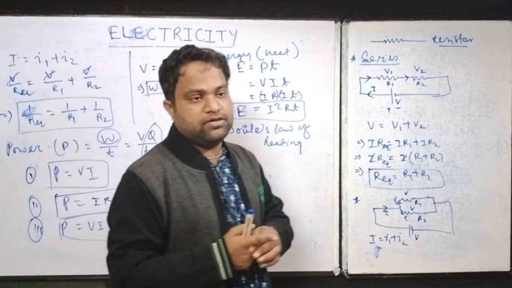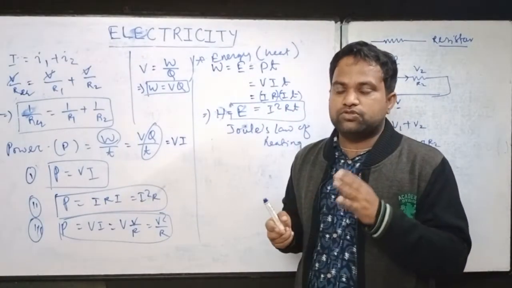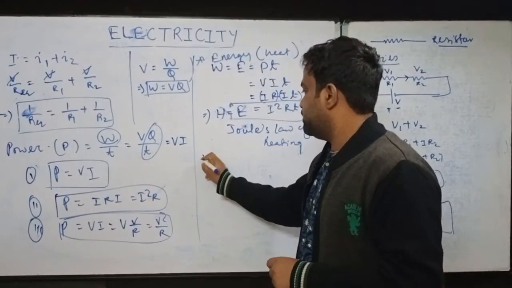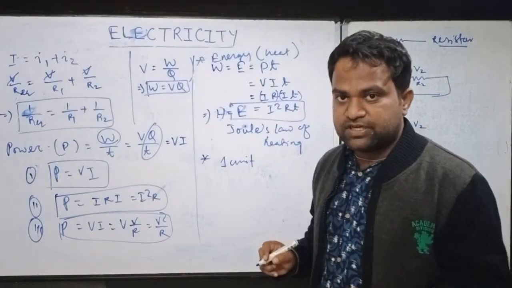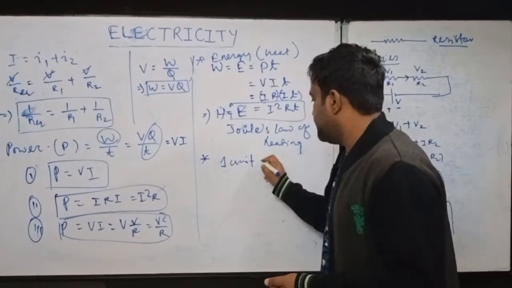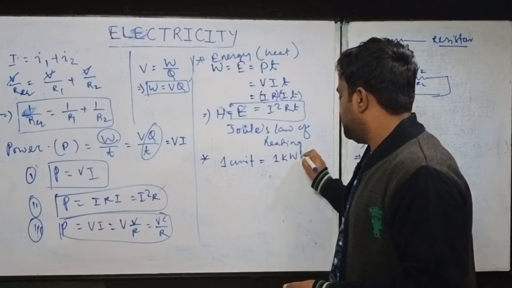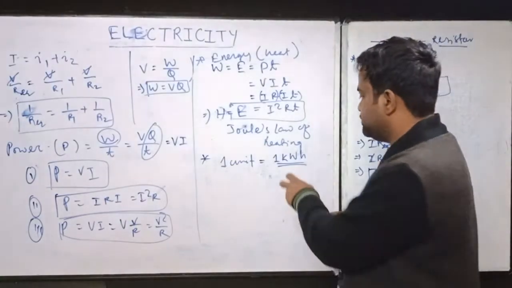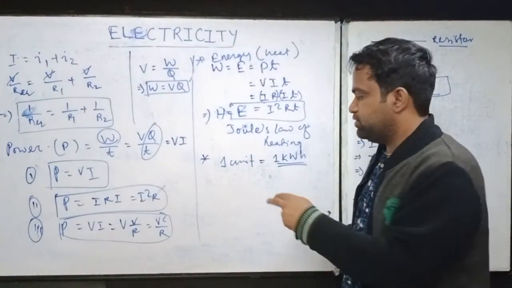After this, the last part of your chapter is about the commercial electric bill, or you can say the commercial unit, right? One commercial unit is the electricity unit that your meter box reads. Generally you pay the bill monthly, and it is 1 kilowatt hour, kWh, right? When it consumes an energy amount of 1 kWh, then your meter reads 1 unit.